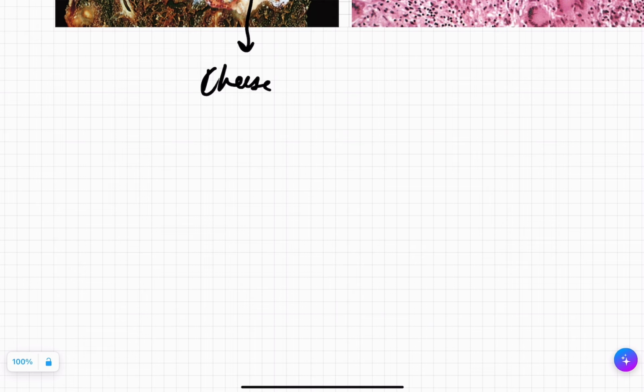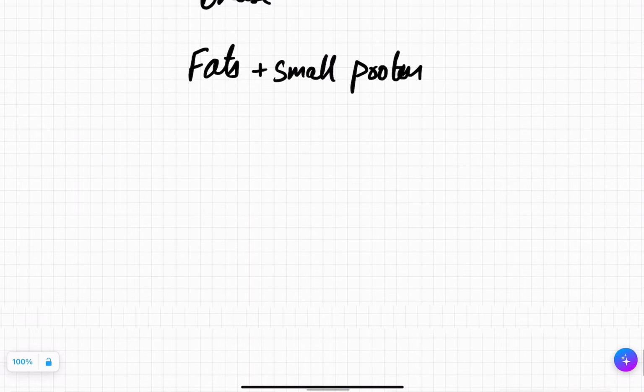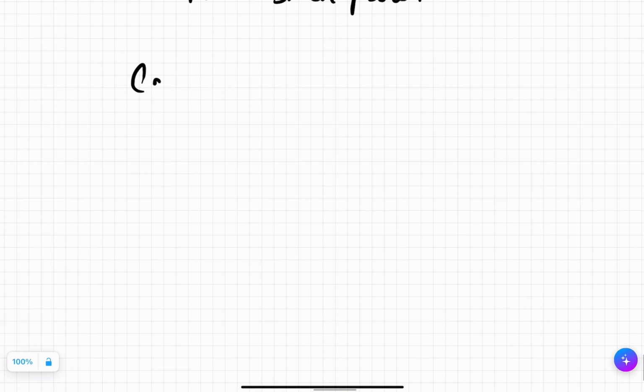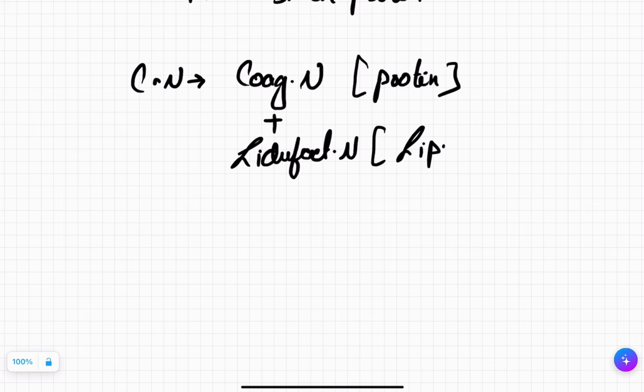Why? What does cheese mostly have? Fats plus a small amount of protein, right? The thing is, your caseous necrosis is a combination of coagulative necrosis, meaning denaturation of protein, plus liquefactive necrosis, meaning the destruction of lipids, similar to what cheese has.